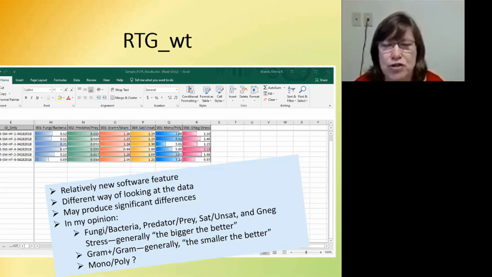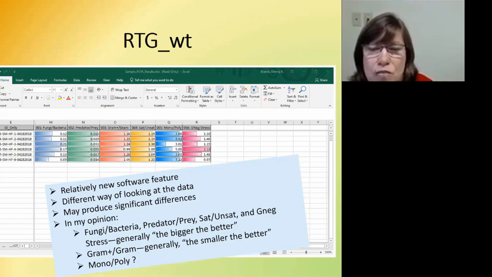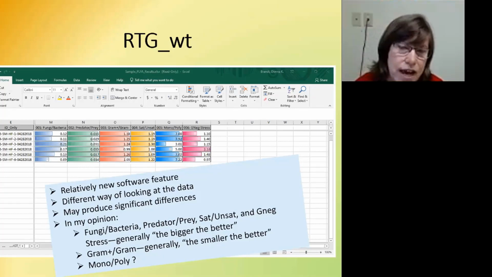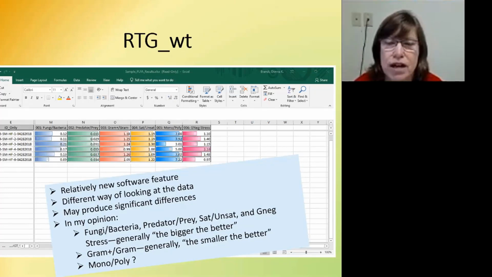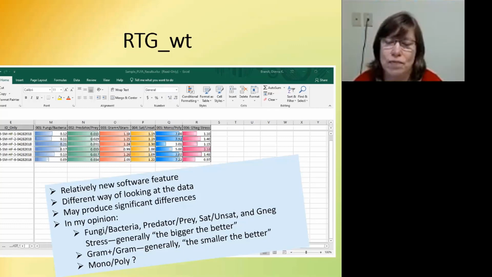And to tell you the truth, the mono versus poly, I am not sure. There are some indications that with more stress, you would have more double bonds to sort of shore up the cell membrane. But on the other hand, you have the polys are what indicate the eukaryotes, and the monos are the gram negative and the fungi. So I'm not really sure, but it would be interesting to see if you have differences.